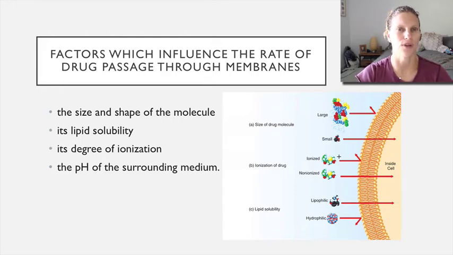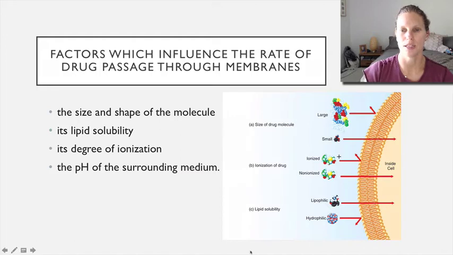So here are the big factors which influence the rate of drugs passing through the membranes. I'm going to introduce them quickly and then we'll talk about them independently. So here in this picture that you can see, here's our cell, the inside of the cell. This is the cell membrane, the phospholipid bilayer, as you know.